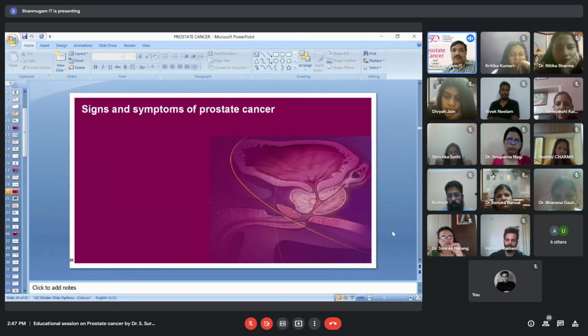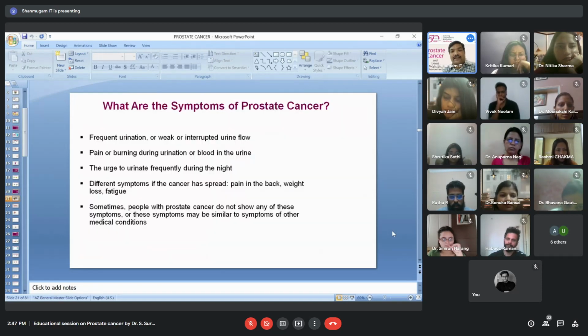With the increased incidence, we need to know what the signs and symptoms of prostate cancer are and how to identify them very early and treat accordingly. Most of the patients can have frequent urination, or either a weak or interrupted urine flow, pain or burning during urination, or blood in the urine, the urge to urinate frequently during the night, and different symptoms if the cancer has spread, according to the site. If the bones are involved, pain in the back, weight loss, fatigue.